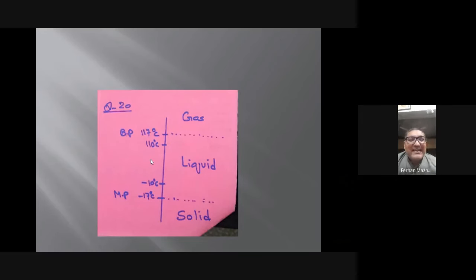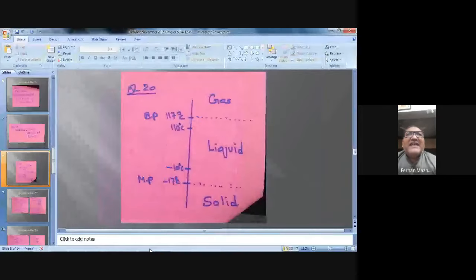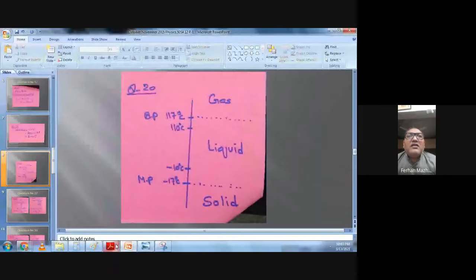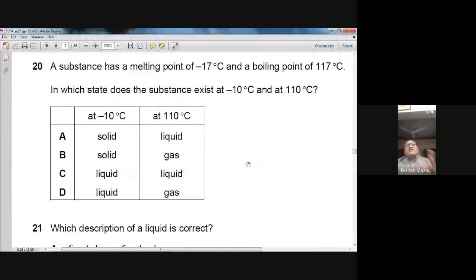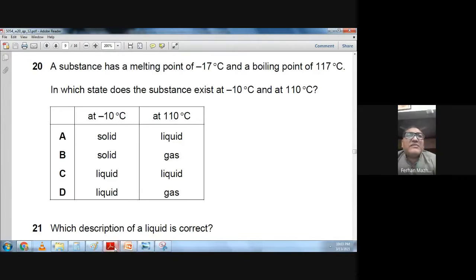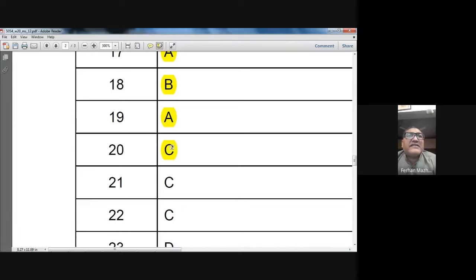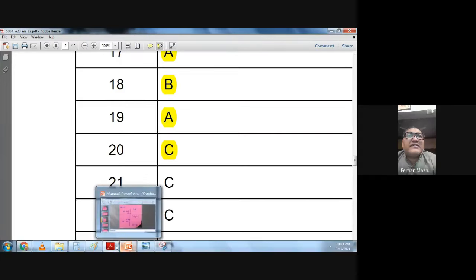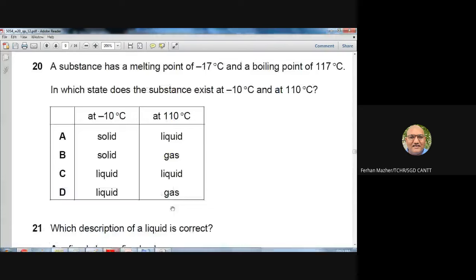At 110 degrees centigrade, it will be liquid. So in both the cases, it is liquid. At both the temperatures, minus 10 degrees centigrade, the substance will be a liquid. At 110 degrees centigrade, the substance will be a liquid. To me, C looks the right option. Question number 20. Let's check the marking scheme. C is the right option. You see, very important. Whenever you are solving this kind of question, always draw a number line like I have drawn, and then it will be very easy to decide.